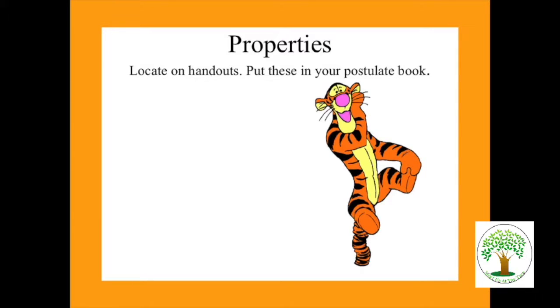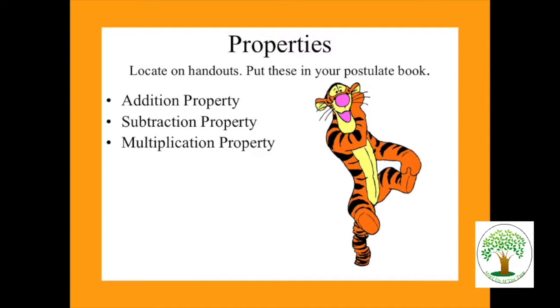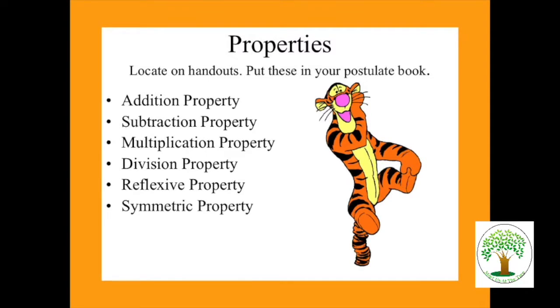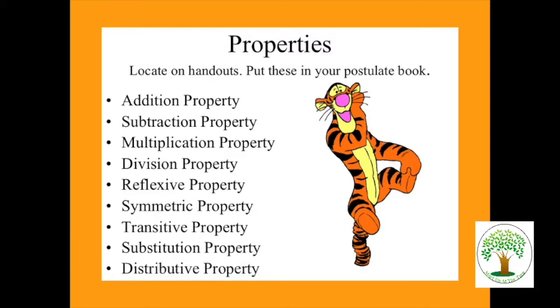All right, so these are all in there. You should have addition property, subtraction property. They might not even be in this order, but you should have addition, subtraction, multiplication, division. You should have reflexive. You should have symmetric. You should have transitive. You should have substitution. And you should have distributive property. And if you don't have distributive property, yeah, you do. You should have all of those, okay?